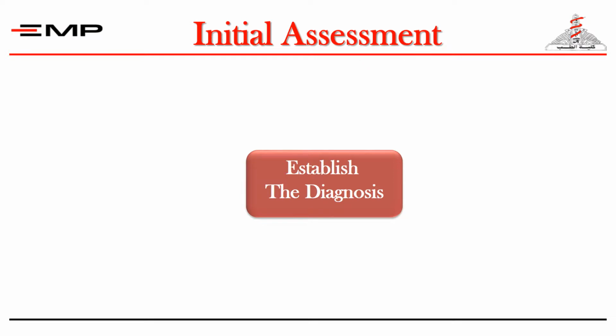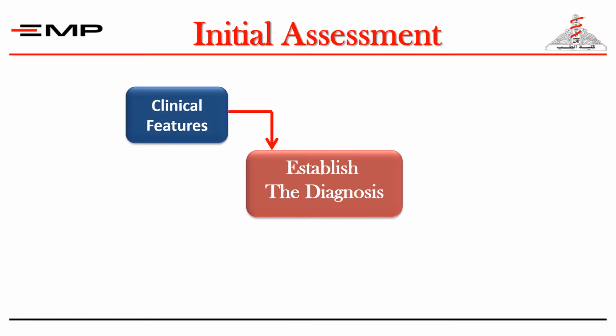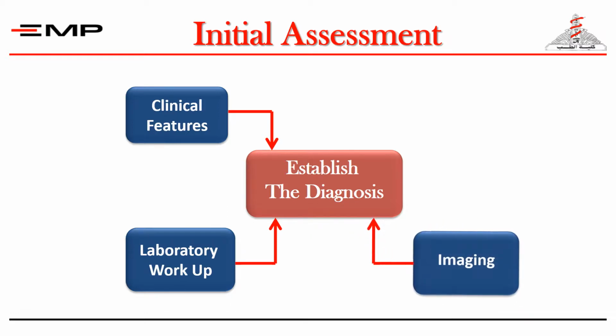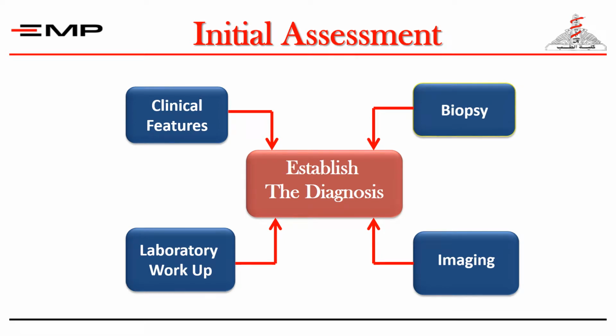The initial assessment: how to establish the diagnosis. We have to look for the clinical features, then order laboratory tests, choosing the most sensitive and most specific available laboratory markers. Then we pass to the imaging, either plain X-ray or ultrasound or MRI or Doppler or duplex or angiography and so on. If we didn't reach the diagnosis, we have to take a biopsy for the final diagnostic procedure.